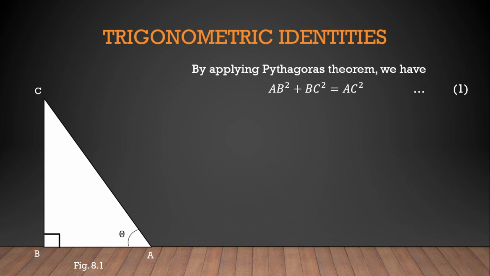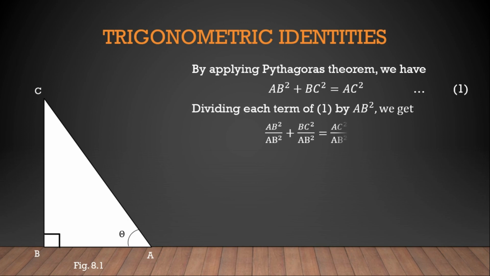Now if you look here again, then by applying Pythagoras theorem, we already have AB square plus BC square is equal to AC square, which is equation 1. Then if this time we divide this equation by AB square, we get AB square by AB square plus BC square by AB square, which is equal to AC square by AB square, or 1 plus (BC by AB) whole square is equal to (AC by AB) whole square. Observe here that BC by AB is perpendicular by base, that is tan A, and AC by AB is hypotenuse by base, which is sec A.